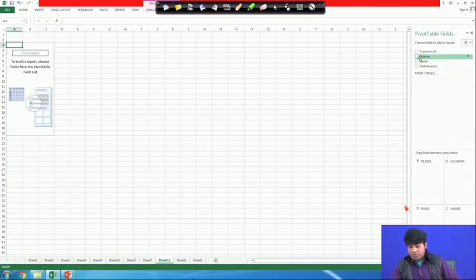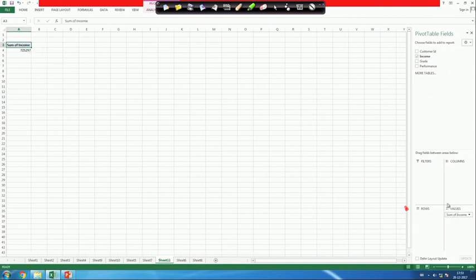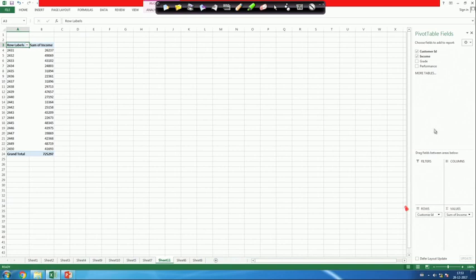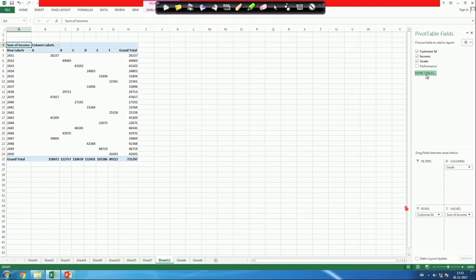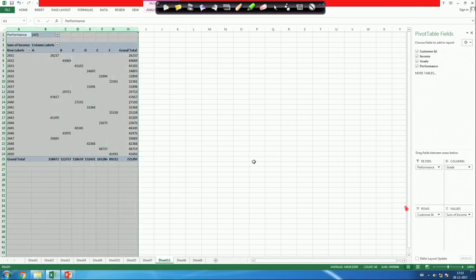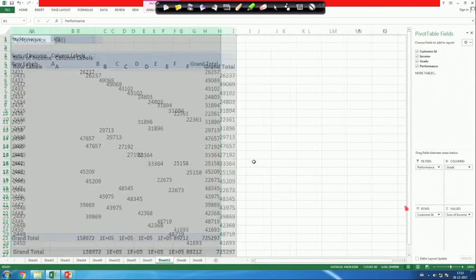Now, I am putting income into the values option. Then I am putting the customer ID into the rows, and I am putting grade into columns. Then I am putting performance into the filter. So, you just have to give these indications corresponding to this data, and by default you will find the layout here. I am just enlarging it. So, you see here the kind of requirement.